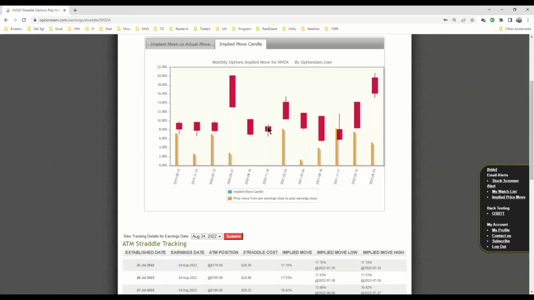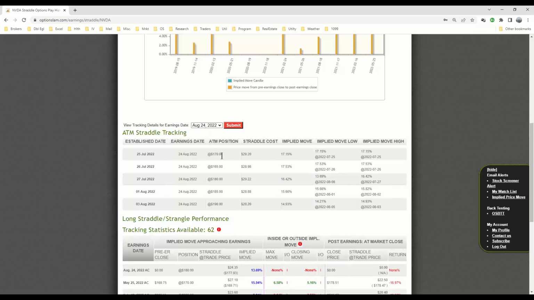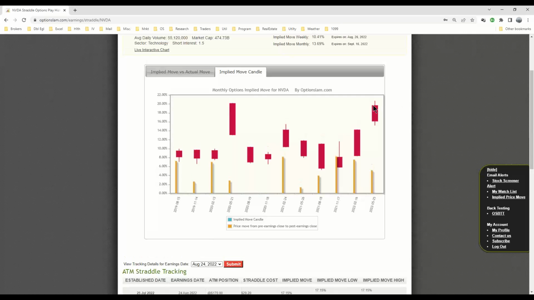In the spirit of Japanese candlestick charting, these charts tell you that the at-the-money straddle price started out here above 18%. Let's see, on this last one, August 24th. Okay, right there, 17%. See it right there? Okay. It opened here at higher than 17%, and then went higher at some point and then closed here. And then this tells you what the actual one-day move was after the earnings event. Okay?